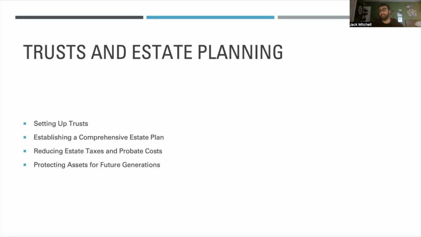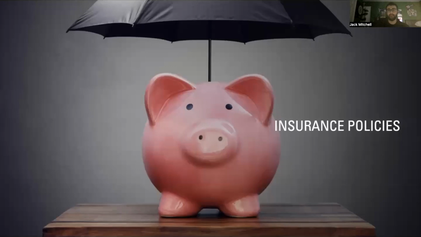Estate taxes can be a significant expense, and probate can be a time-consuming and costly process. Proper estate planning can help reduce these expenses and ensure that the assets are distributed according to the individual's wishes. And then finally, protecting assets for future generations. A trust can also be used for that. For example, a trust can be set up to provide for the education support of grandchildren and other beneficiaries. By establishing a trust, the assets are protected from creditors and legal judgments, and the trustees can manage the assets on the beneficiary's behalf.